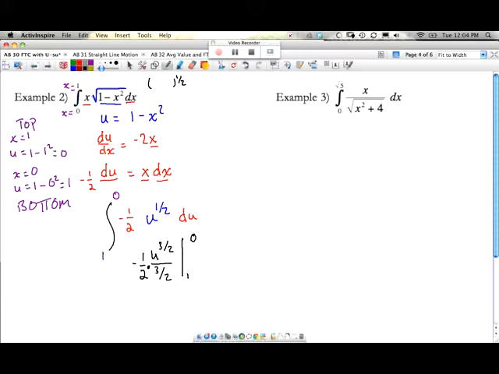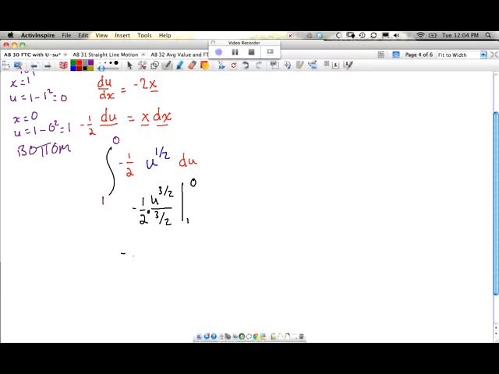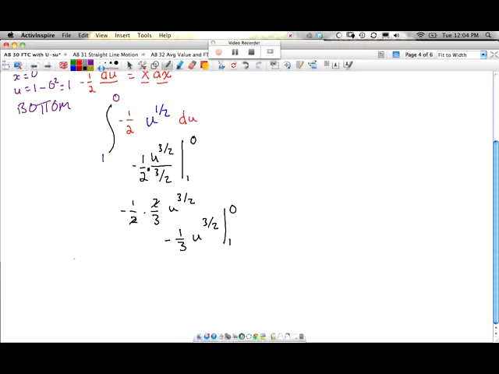Okay, I'm going to take this a little bit further, simplify that fraction there in the denominator. That would give me negative 1/2 times 2 over 3 times u to the 3/2. Keep in mind that these 2's would simplify. So now we're really looking at negative 1/3 u to the 3/2 evaluated from 1 to 0. Okay, we're still going here.